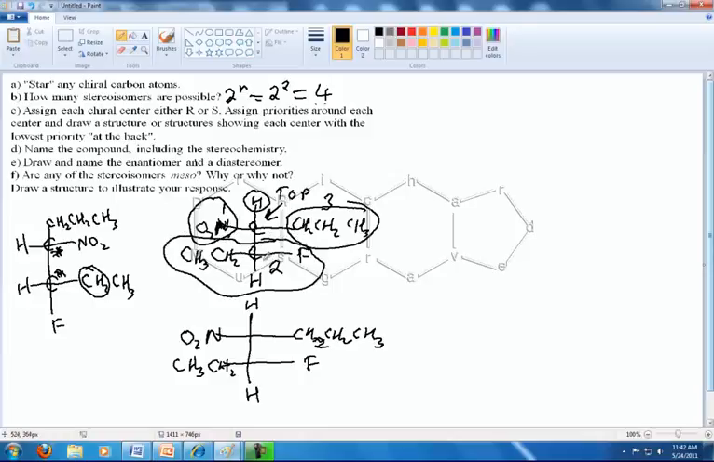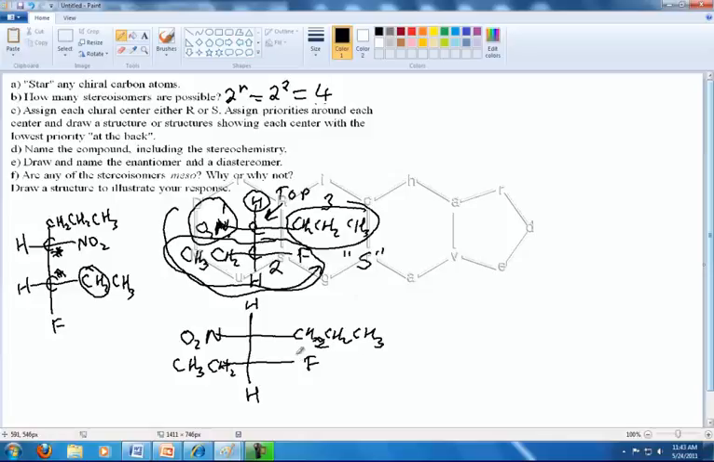And this will be 1, 2, and 3. And since this is going in a counterclockwise direction, this is going to end up being S. So the top chiral center is going to be S.